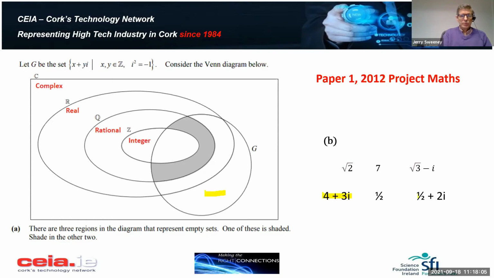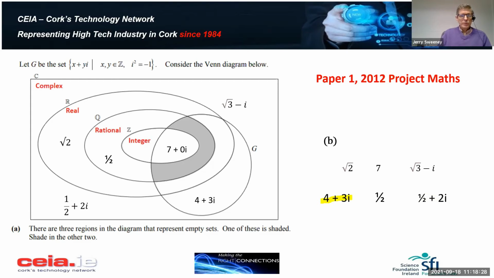Let's take the second one, 1/2 plus 2i. In this case, X is not a member of Z. Therefore, 1/2 plus 2i will appear here. It is a complex number, but it is not a member of G. So let's move to the next slide where they're all filled in, and let's prove these to ourselves.